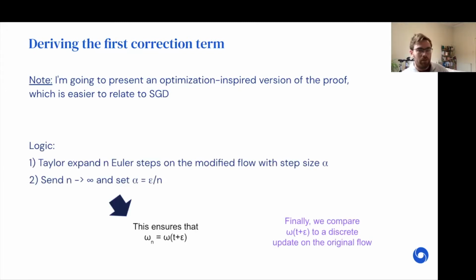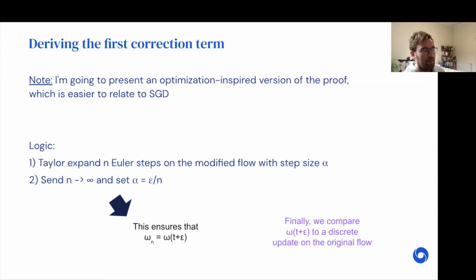And so the idea of this proof is as follows. So I'm first going to imagine the consequences of taking n Euler steps on this modified vector field f tilde with some step size alpha. And then I'm going to Taylor expand the value of the nth iterate after taking n steps. And then in the second step, I'm going to send n to infinity and simultaneously set this kind of imagined step size alpha to epsilon over n.